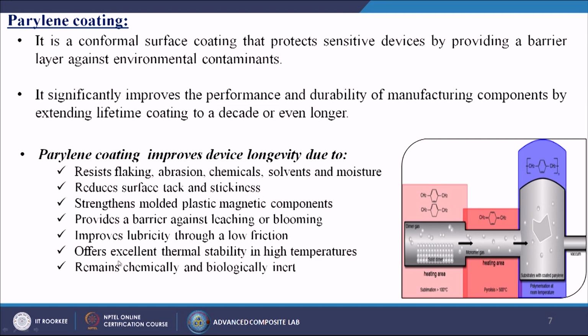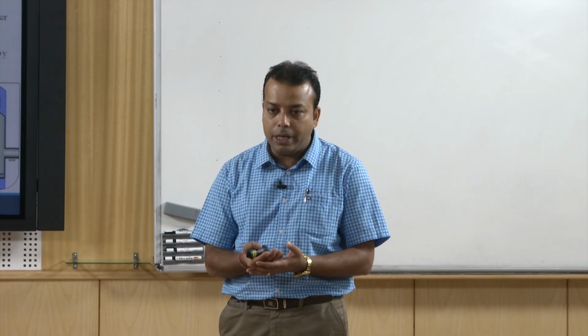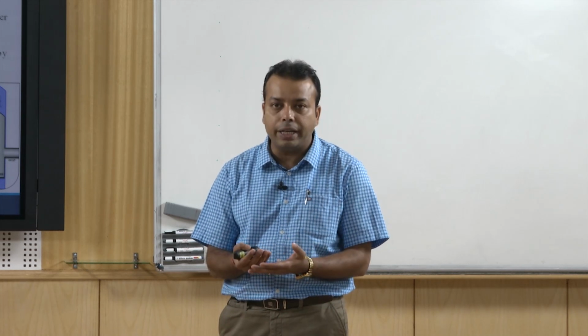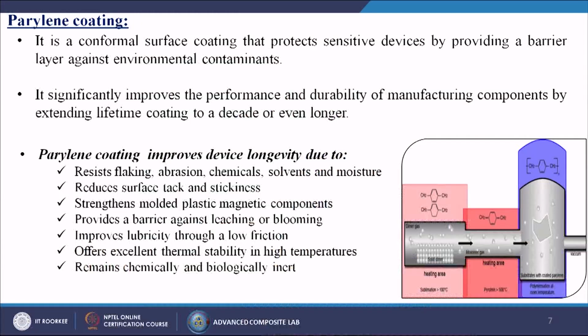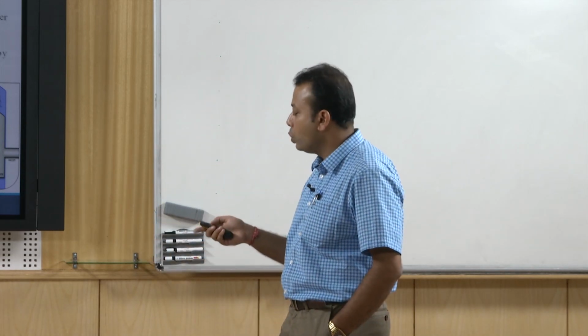It strengthens molded plastic magnetic components, provides a barrier against leaching or blooming, and improves lubricity through low friction, because it may have a slippery nature, so it can be used as a lubricant between surfaces. It offers excellent thermal stability at high temperature. That material has the capability to withstand higher temperatures, so it can be used at high temperatures, and it remains chemically and biologically inert. So, these are the different properties of Parylene coating.